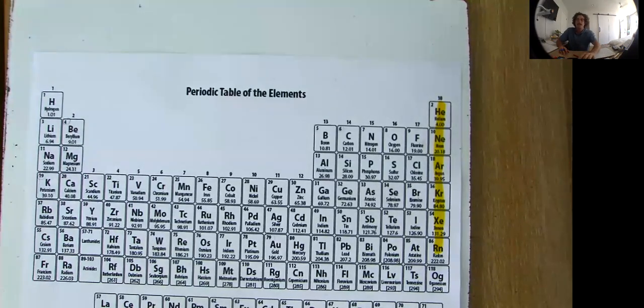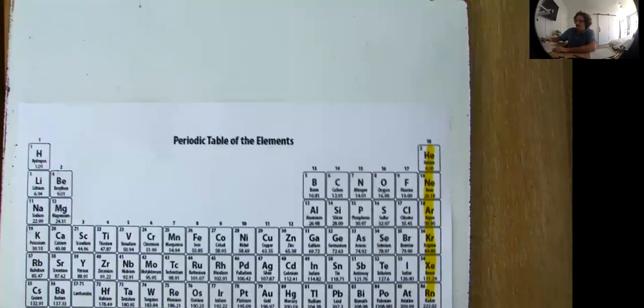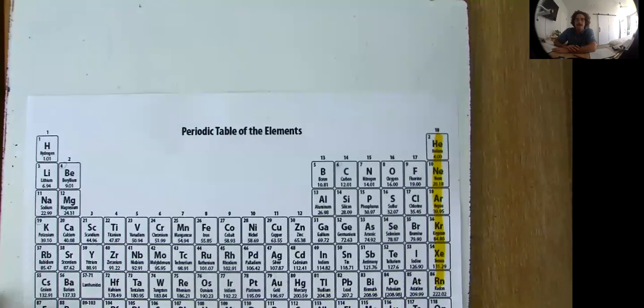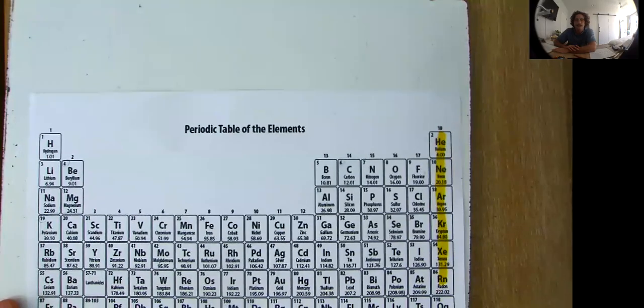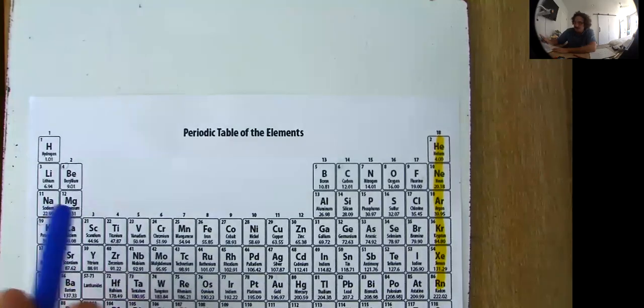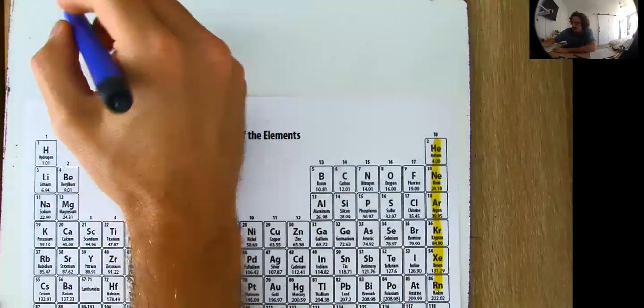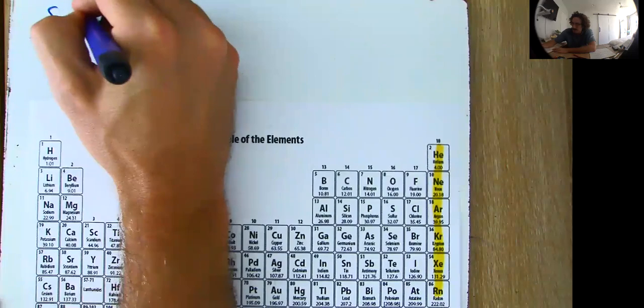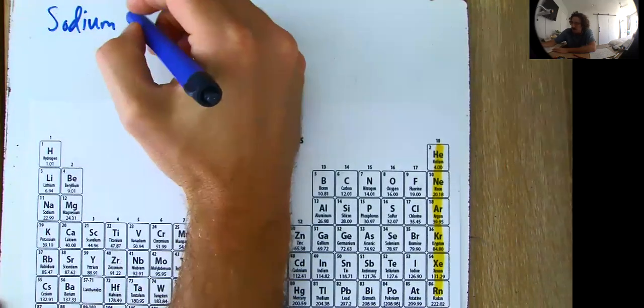Okay, so what if the ions are positive and not negative ions? Well, let's take a look at an example. Can you find sodium on the periodic table? Nah, you probably can't find sodium, can you? Well, there it is, sodium, Na is the symbol. And let's talk about sodium atom versus sodium ion.